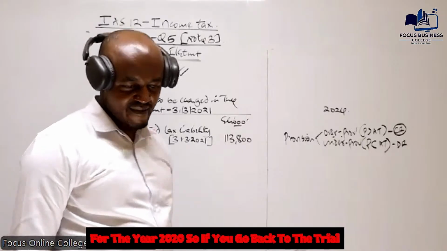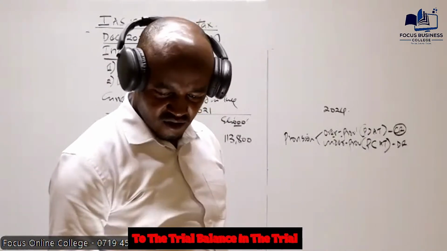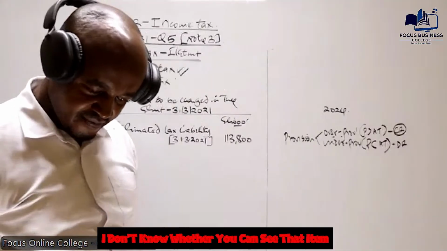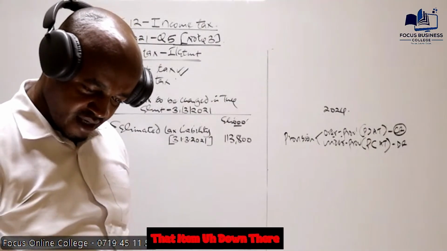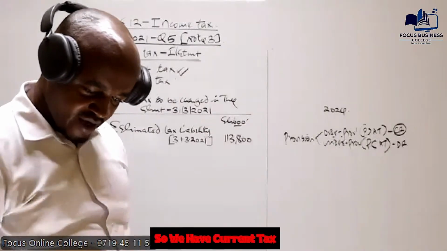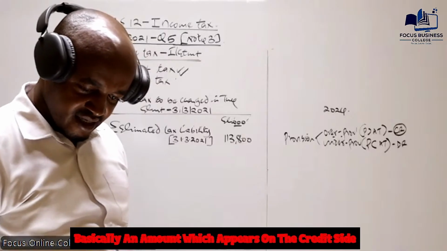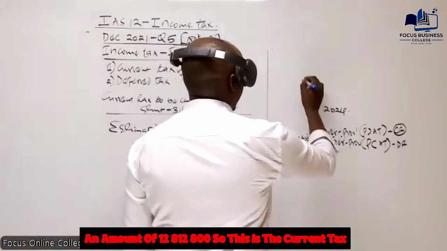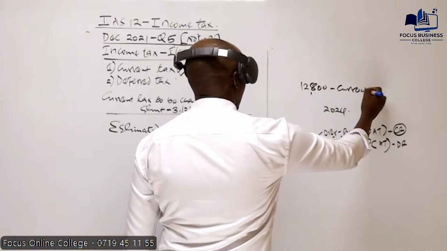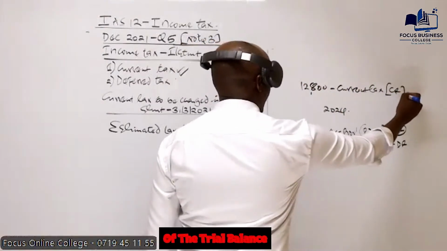So if you go back to the trial balance, there is an item given as current tax, almost at the bottom of the trial balance. It is an amount which appears on the credit side, an amount of 12,800. So this is the current tax, and it appears on the credit side of the trial balance.